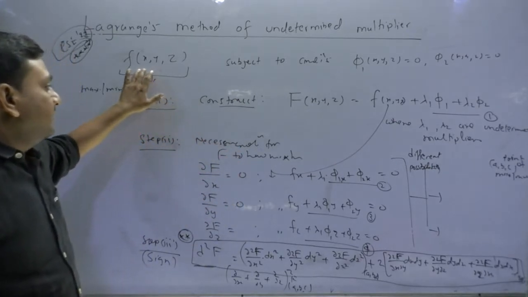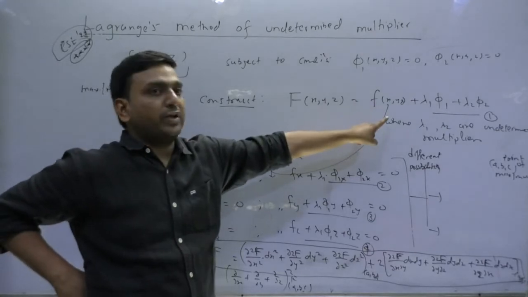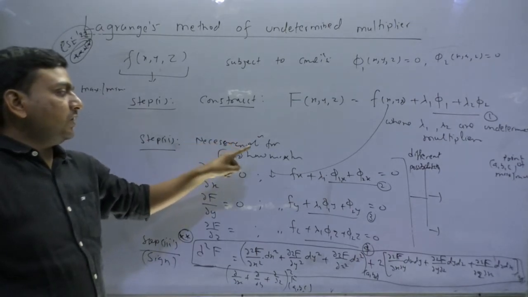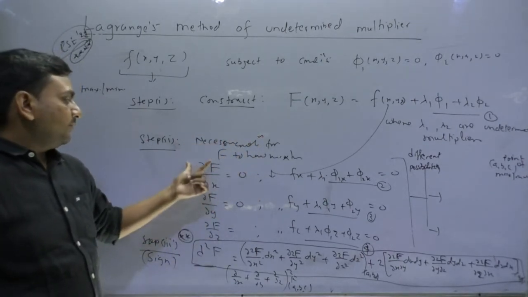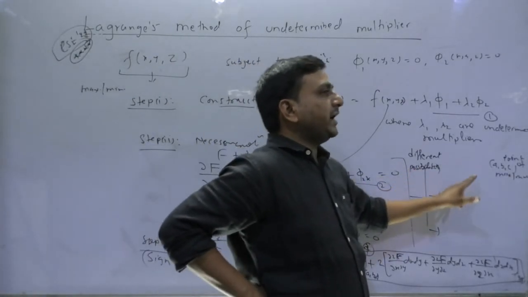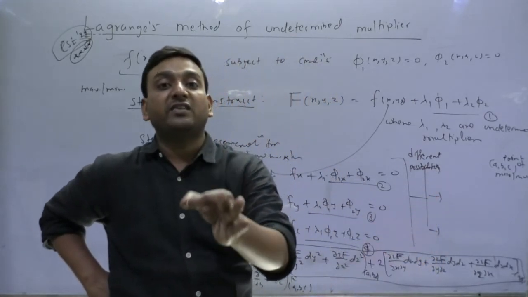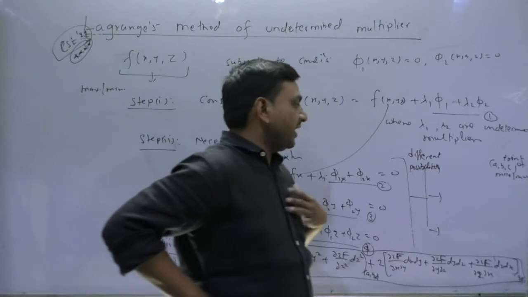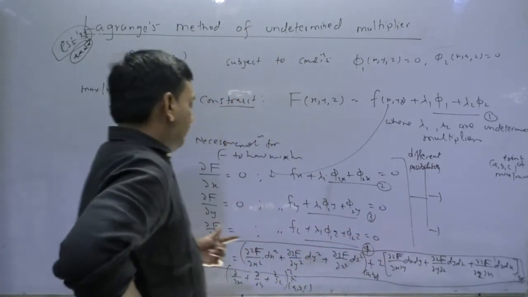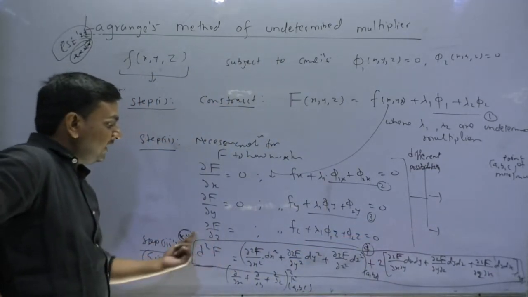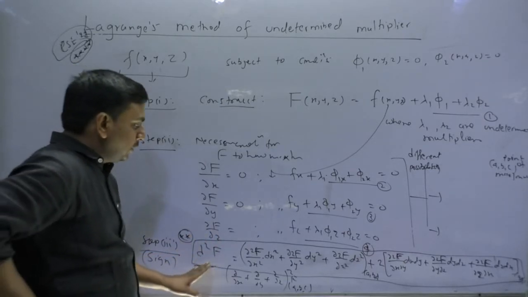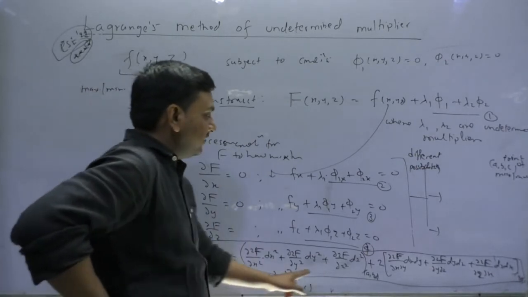Number one, construct a function with the help of the given function and given conditions. Number two, by the necessary condition for capital F to have maxima or minima, the first order partial derivatives should be 0. With these 3 equations, we will try to find the point of maxima or minima. Suppose we are able to find the point of maxima or minima from here, we will move on to finding the sign of d2F.